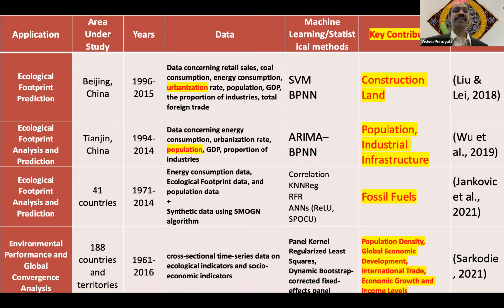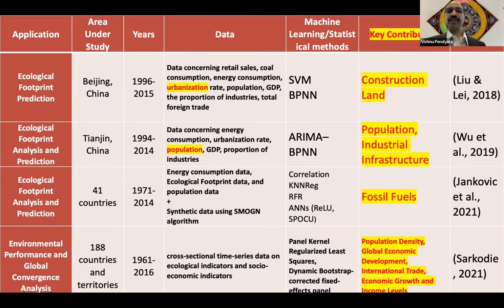In the second study, again in China, but a place closer to it, Tianjin, the contributors are again urbanization, population, and industrial infrastructure. Whereas in the case of 41 other countries, which is the third work listed on this slide, the major contributor is fossil fuels. So we can identify key contributors and take corrective actions.